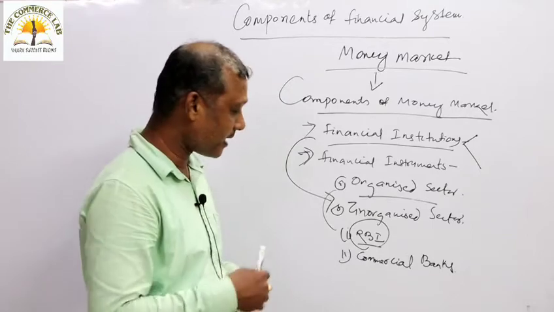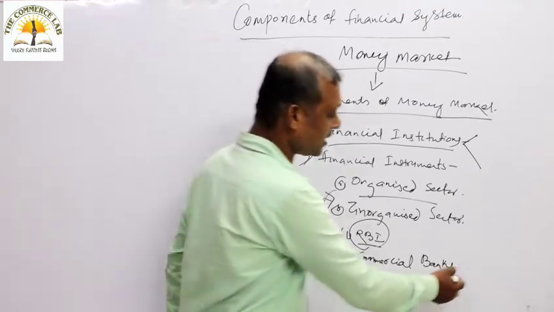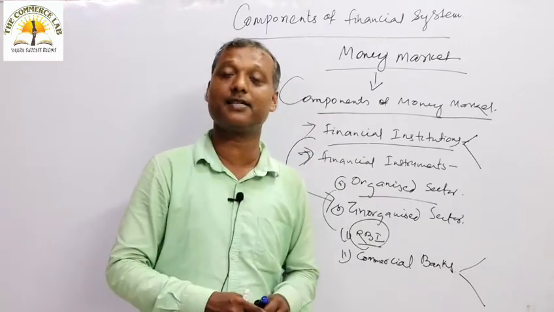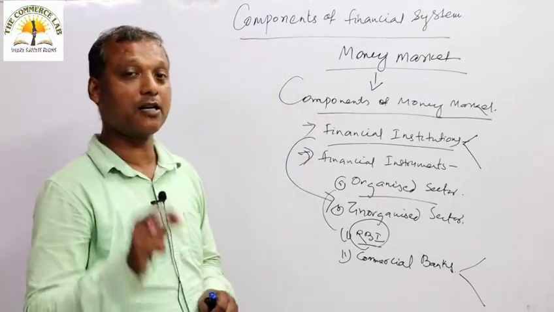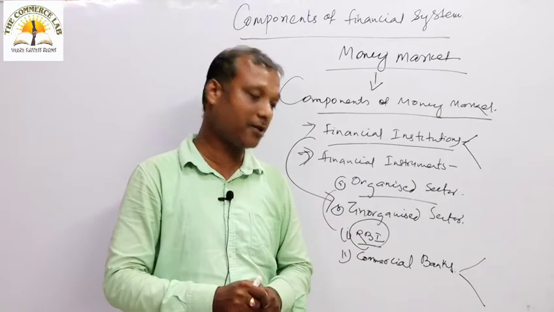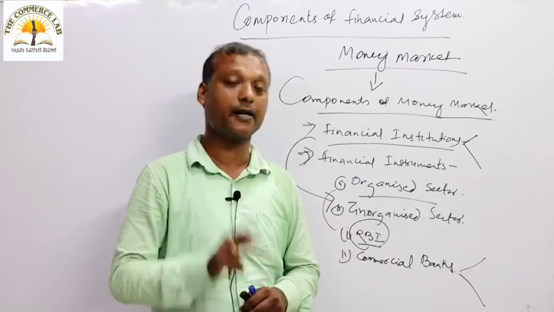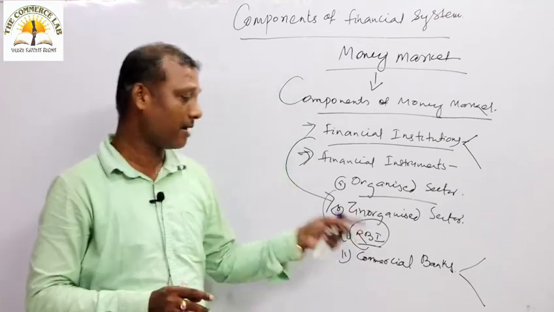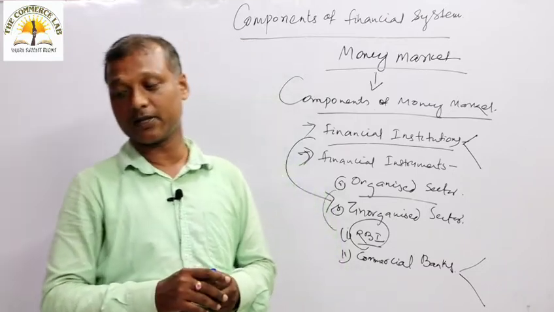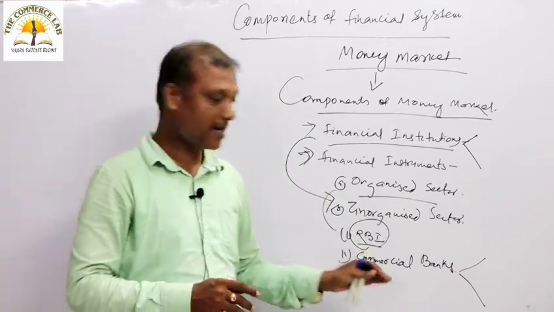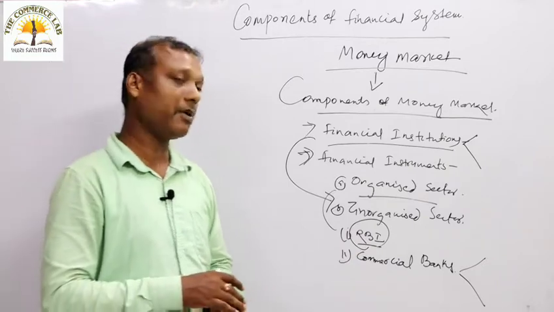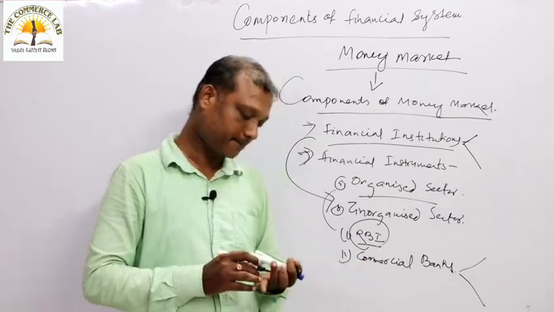Commercial banks can be divided into public sector commercial banks and private sector commercial banks. As the name tells itself, commercial banks are banks which are commercial in nature, with a profit motive. Commercial banks are classified under two heads: one is the public sector commercial bank, and the second is the private sector commercial bank.